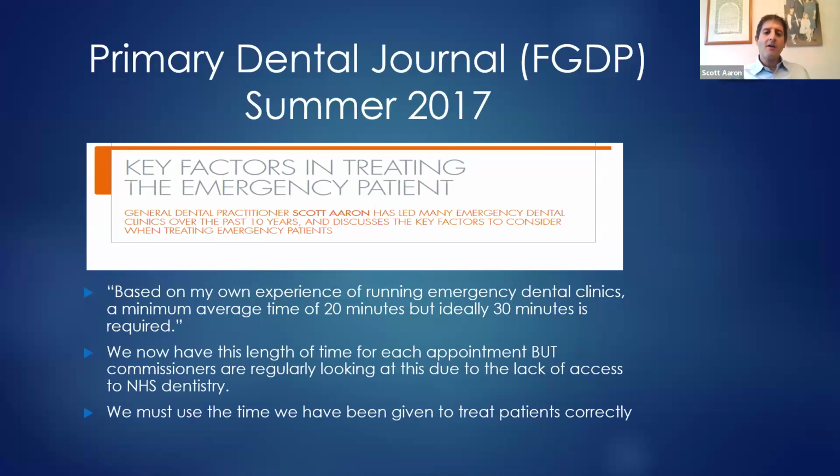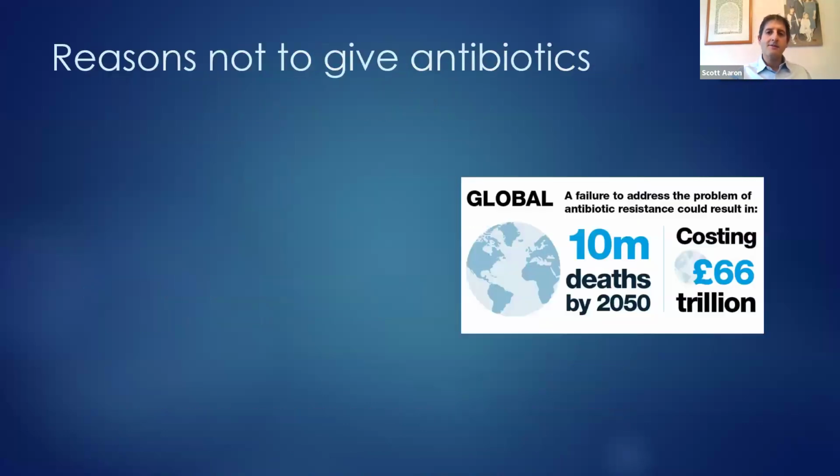And we need to use the time we've been given to treat patients correctly. If we use the time, we can persuade the commissioners that this is what we need and this is what we want to do. So the reasons not to give antibiotics, I put this slide up last time. We have this global problem. By 2050, they predict there could be 10 million deaths a year globally because of antibiotic resistance. COVID caused about 7 million deaths. So it's that sort of scale.